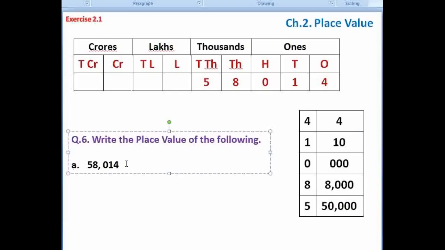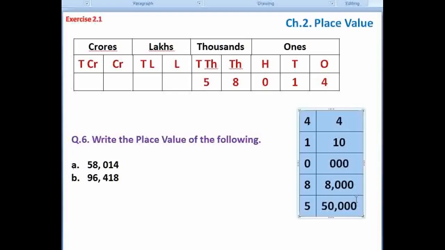I will add one more example here, and you have to write it in the same chart. It will be 96,418. So you have to write its place value in the same chart, or you can write it in the comment box.